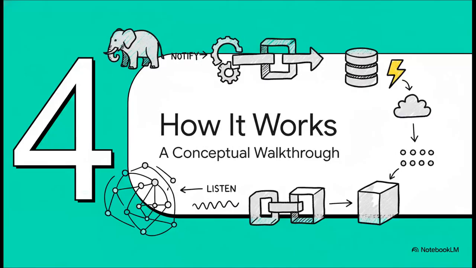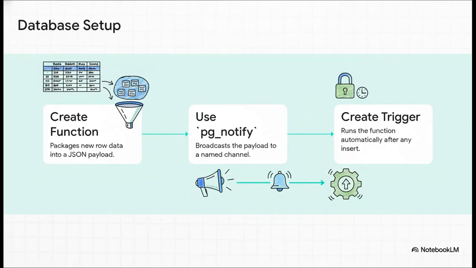All right, so how do we actually put all this together? Let's walk through it conceptually. No super deep code, I promise, just the big ideas you need to get started. So first, on the database side of things, it's pretty much a three-part recipe. You write a little function that takes the data from a new row and wraps it up nicely in a JSON payload. Inside that function, you use the pg_notify command to broadcast that payload onto a channel you name, something like new_order_channel. And finally, you create a trigger that basically tells Postgres, hey, after any new row gets inserted into the orders table, run that function for me.